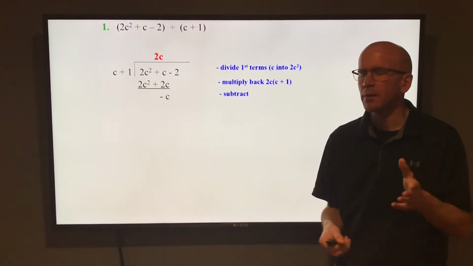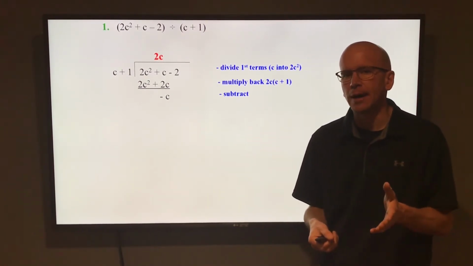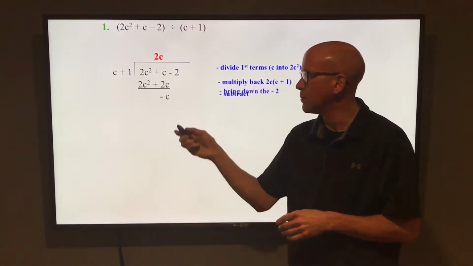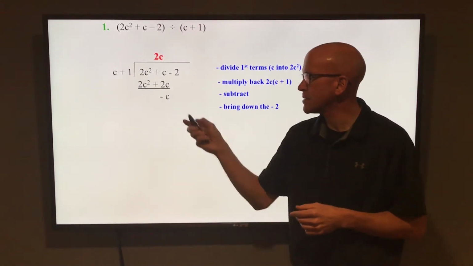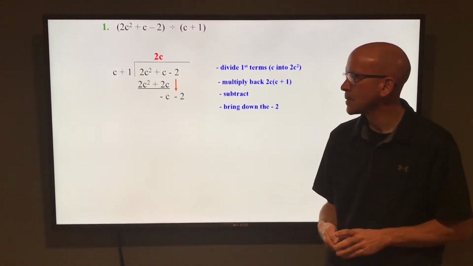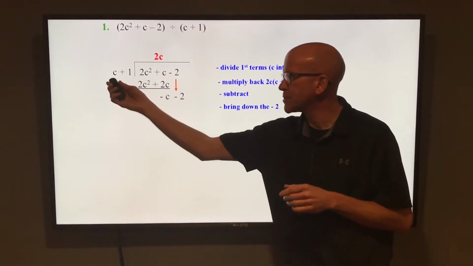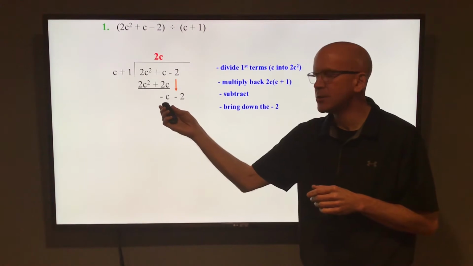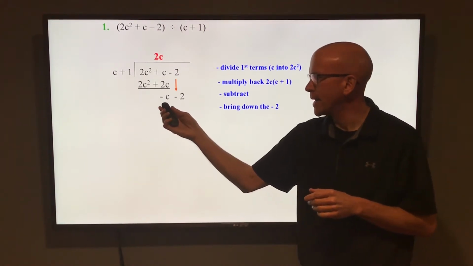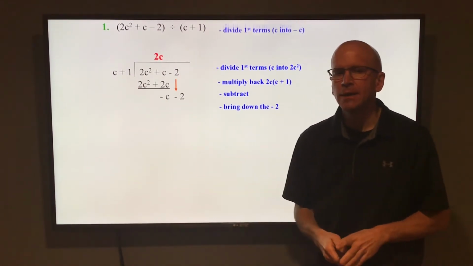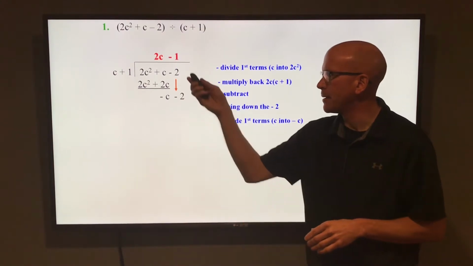Now remember, with numbers in long division, after you subtract, then you bring down the next term, or bring down the next number. So in this case, we're bringing down that negative 2. Then divide again. And when you divide, you're only dividing the first term. So you're dividing c into negative c. Or negative c divided by c, that is negative 1. So put that up top.